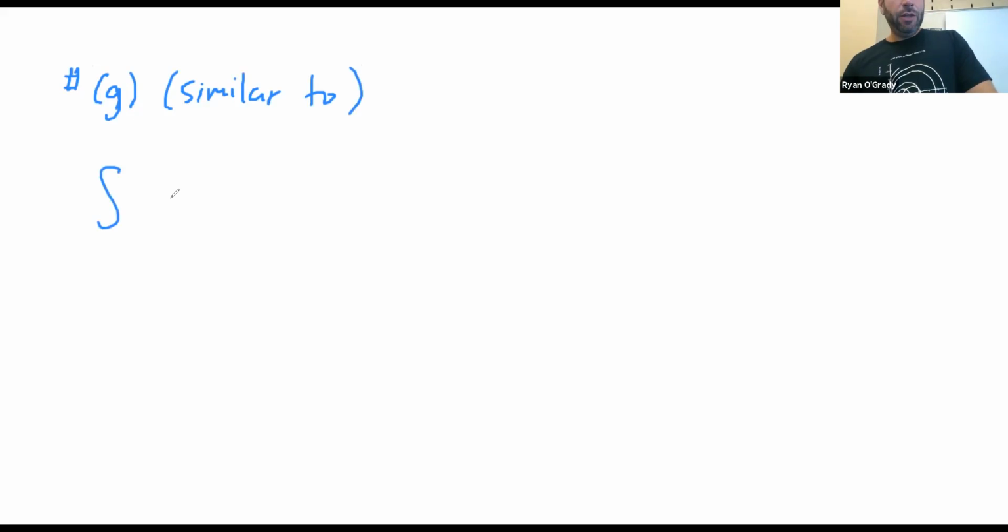Okay, so this is number 1. I don't want to do the same one, but let's look at 1G, similar to it at least. Instead of it being sine to the 8th, for fun, let's say sine to the 5th of x, cosine of x dx.